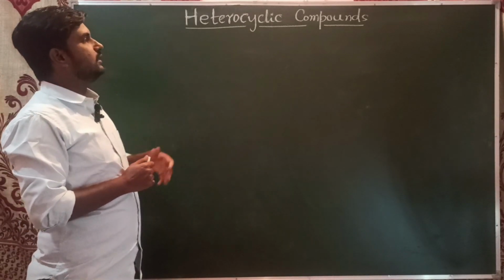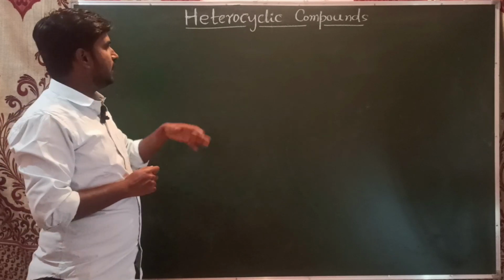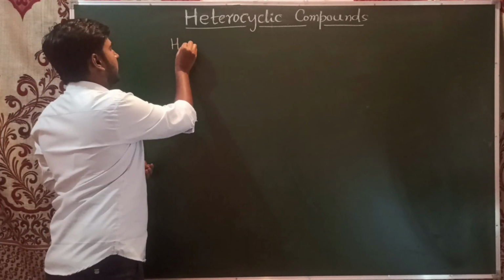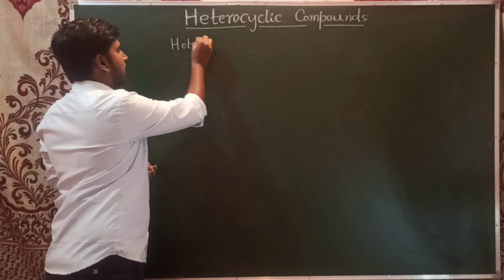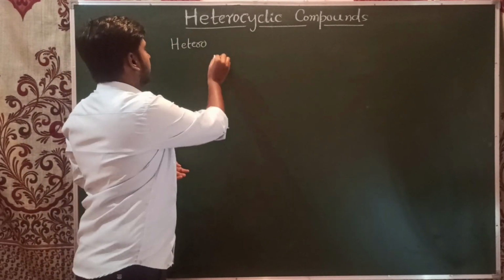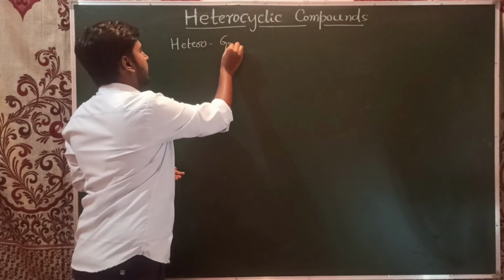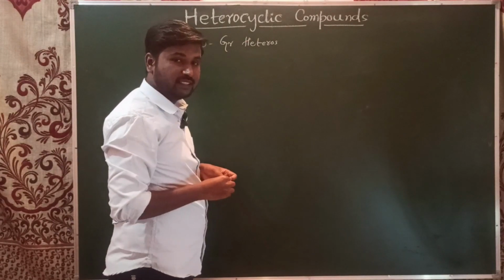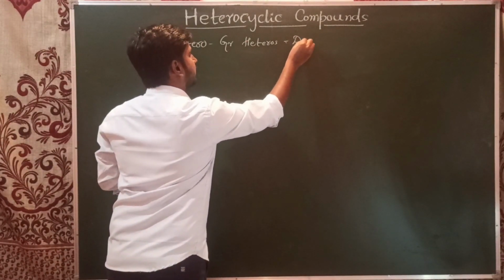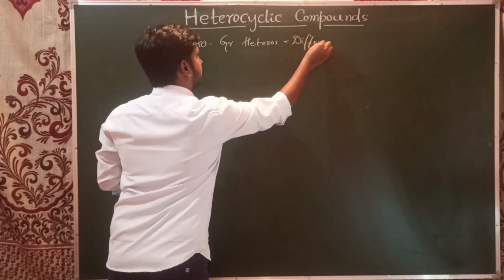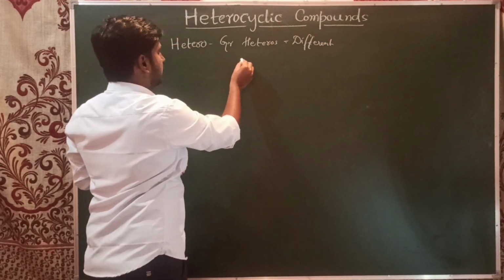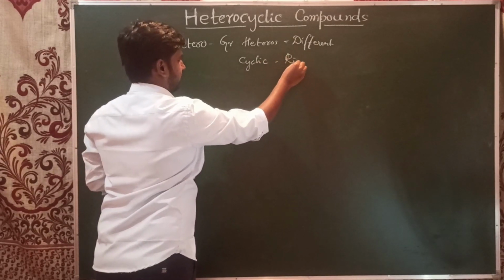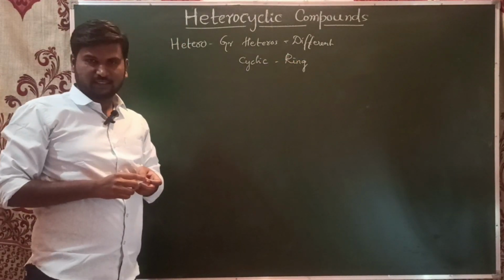So, heterocyclic compounds. The name heterocyclic includes two words. The first word is hetero, which is a Greek word from heteros, which means different. And the other word, cyclic, means ring structures.